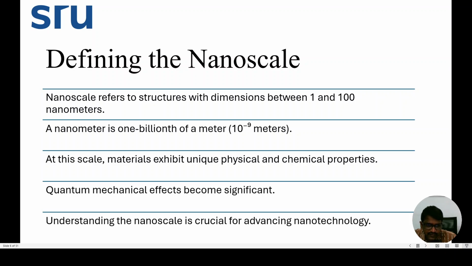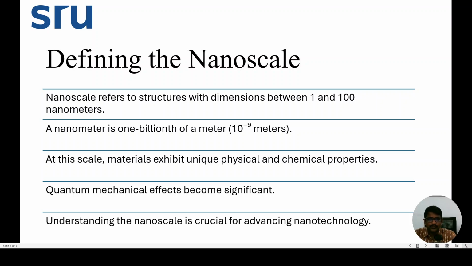Also, we can define it like this: a nanometer is 1 billionth of a meter, so 10 to the power minus 9 meters. So when you write it, 1 nanometer is equal to how much? 10 to the power minus 9 meters.